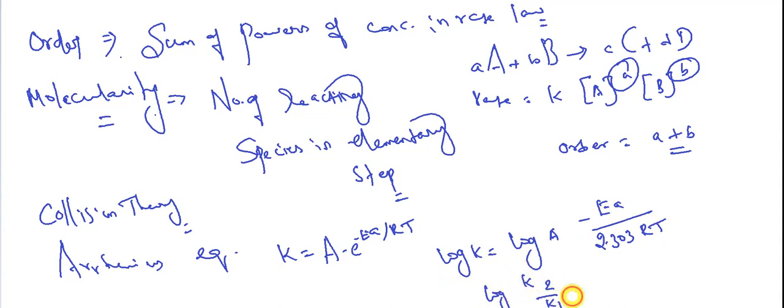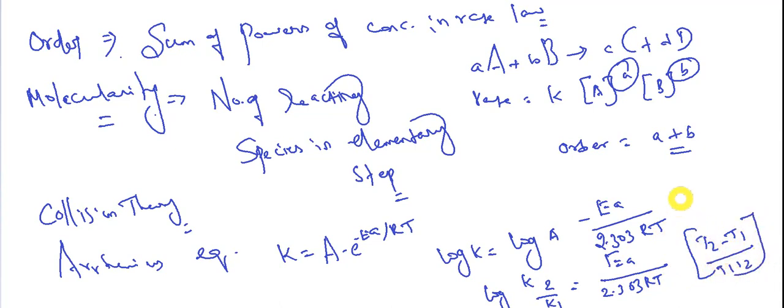This also can be written as log of K2 by K1 equals Ea by 2.303 R into (T2 minus T1) by T1 T2. These are the equations we have to use in the Arrhenius theory. Based on the situation, we have to use the appropriate equation. Got it?